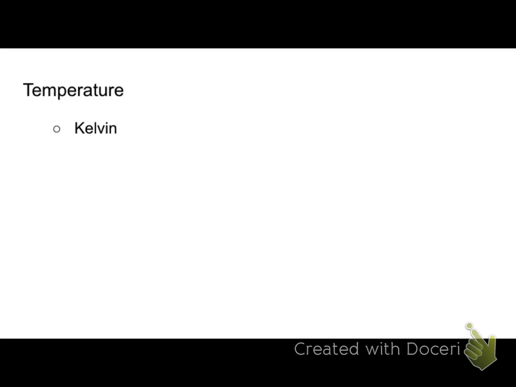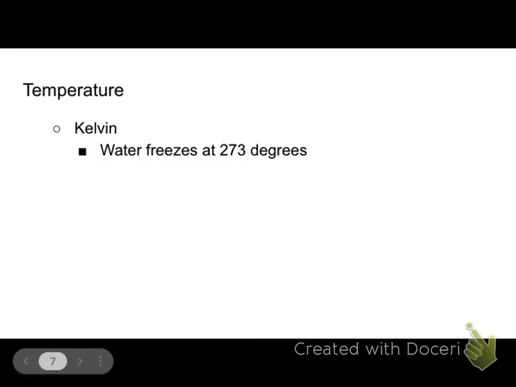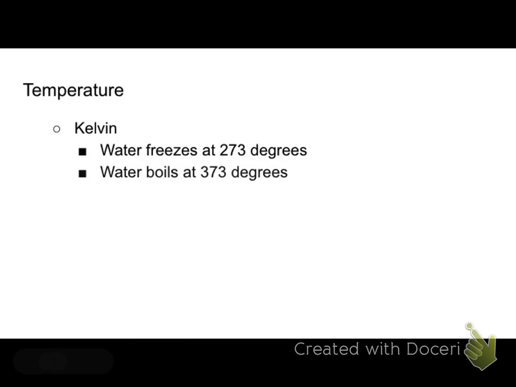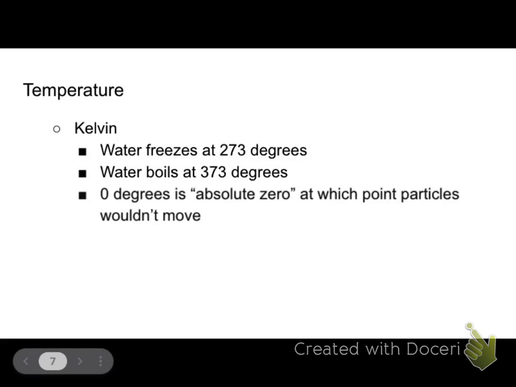The last scale that we're going to talk about is the Kelvin scale. This one was created for scientific purposes, and because of that, you will see it largely used for scientific purposes. On the Kelvin scale, water freezes at 273 degrees, and it boils at 373 degrees. These sound like crazy numbers, and that's because the Kelvin scale is based off of absolute zero. 0 degrees Kelvin is what we call absolute zero, which is the point at which particles have zero kinetic energy and are no longer moving.